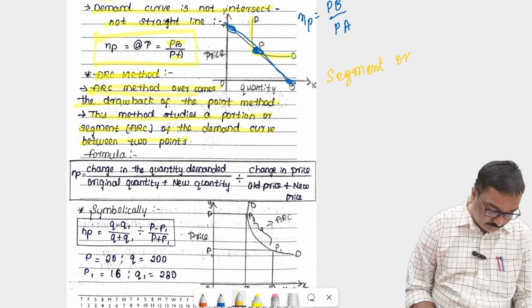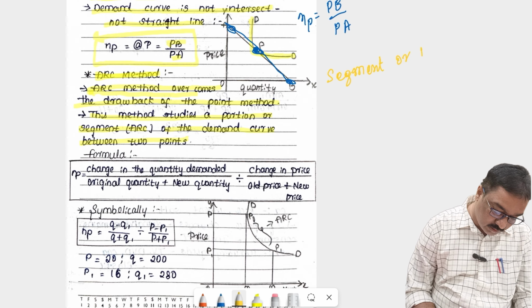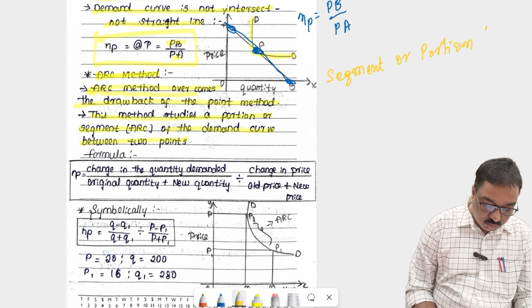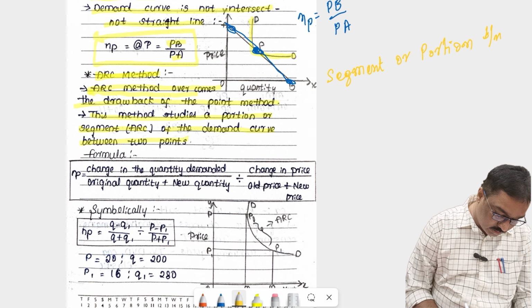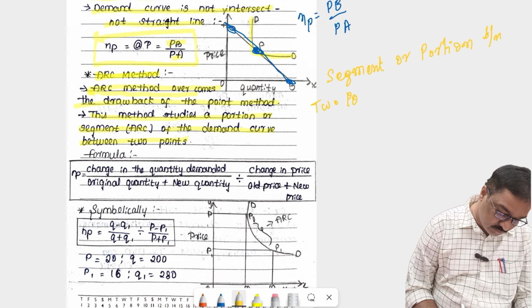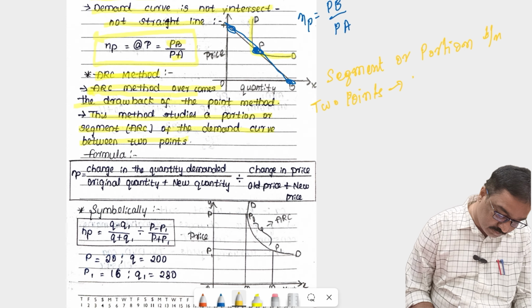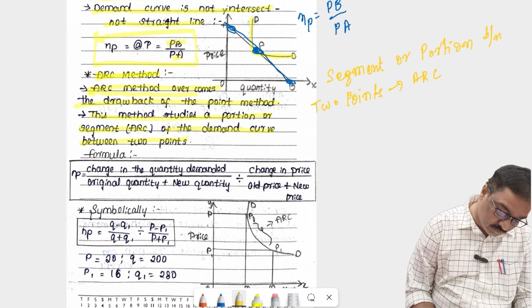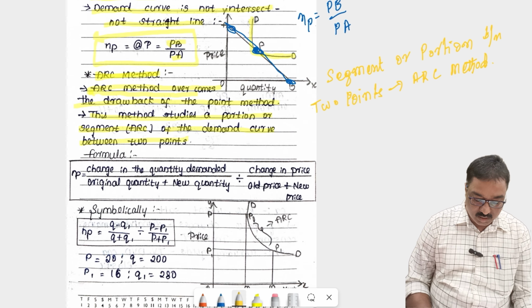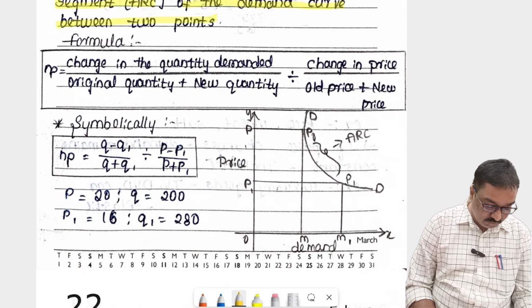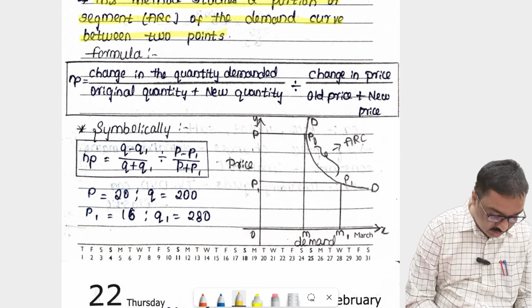Segment or portion between 2 points. Between 2 points, that is called the arc method. Arc method. So there is one formula about the arc method. Listen here.